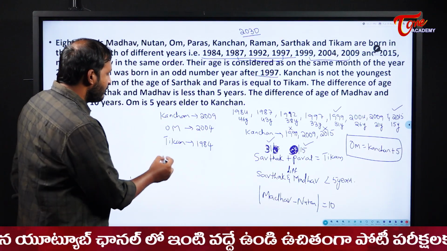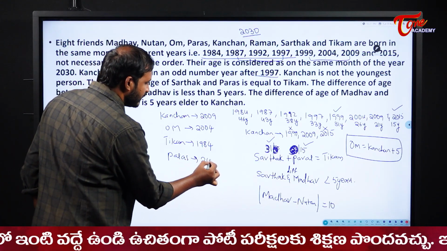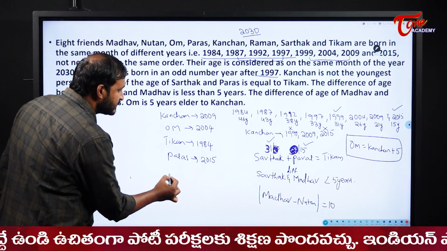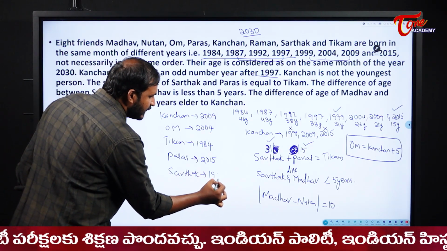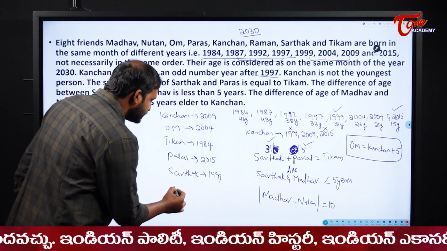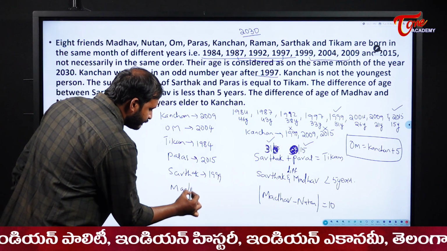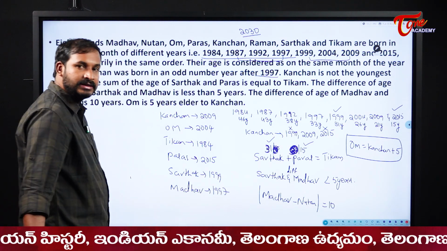So that means Paras was born in which year? 2015, so he is the youngest. And Sardak, 31 years, means he is in 1999. And Sardak and Madhav differ by less than 5 years, so 1997 is Madhav. Madhav's date of birth is in the year 1997.